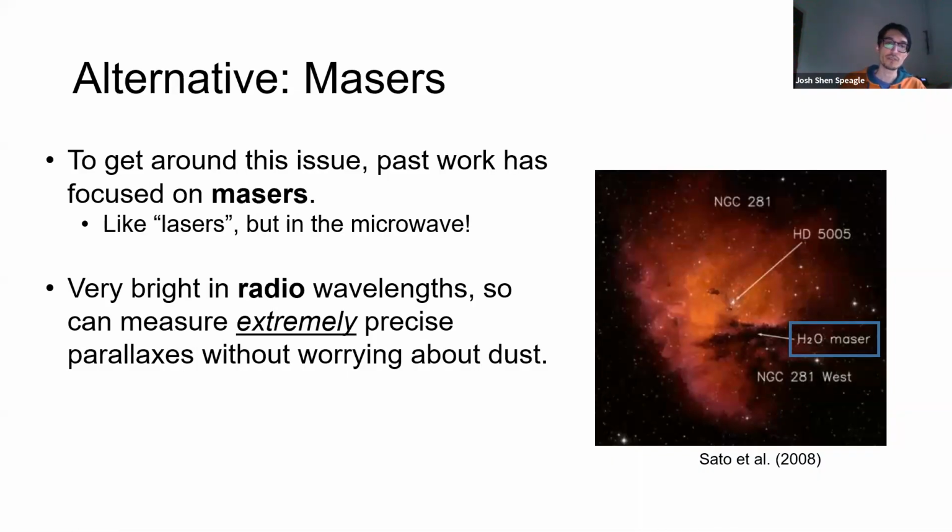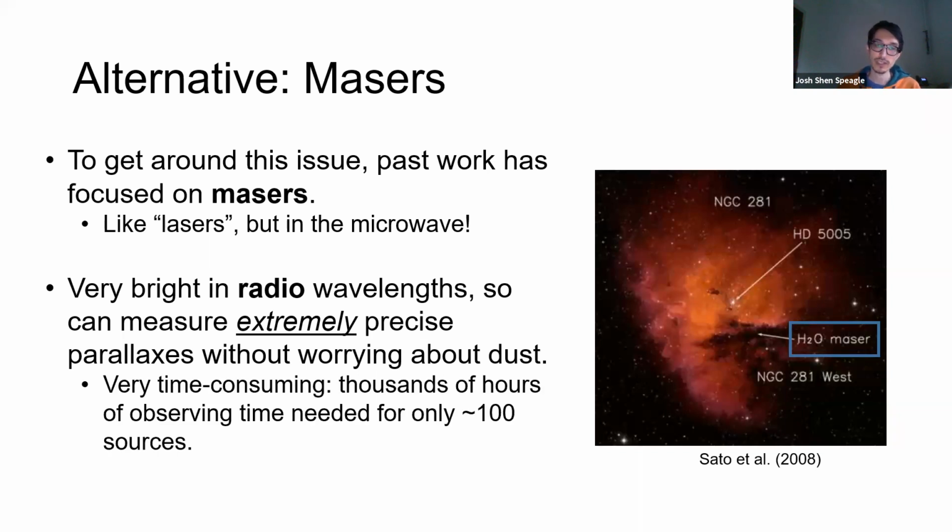And these are super fun in the sense that because they are just kind of beaming a bunch of microwaves at us, they are super bright in radio wavelengths, and that means that we can measure very, very precise parallaxes to them. And because they're at such long wavelengths, we can see them through all the dust. We don't have to worry about it. So this is great. We can get really accurate positions to all of these.